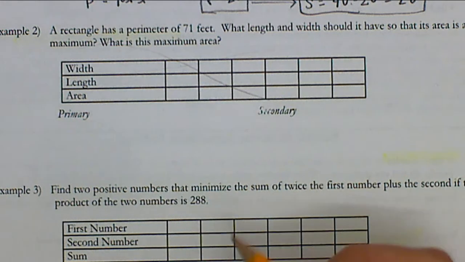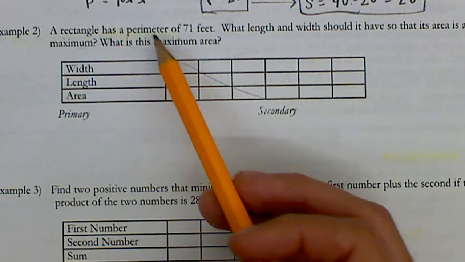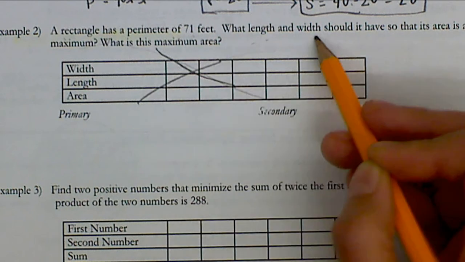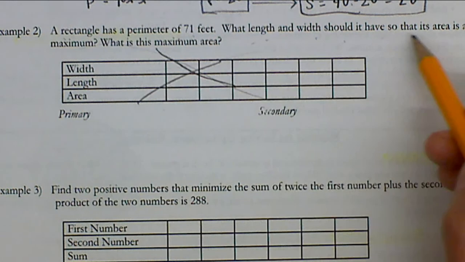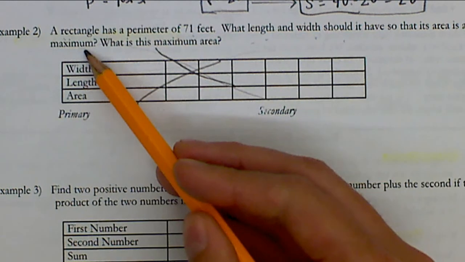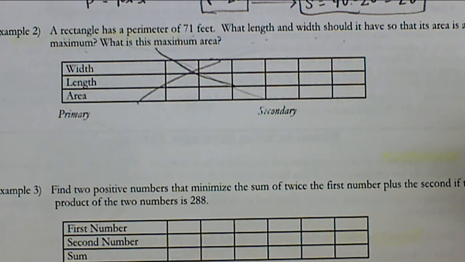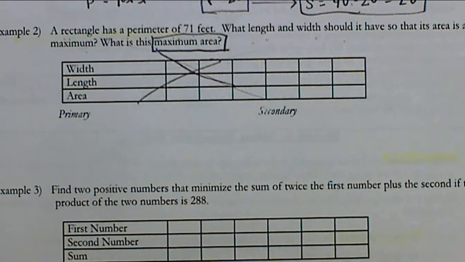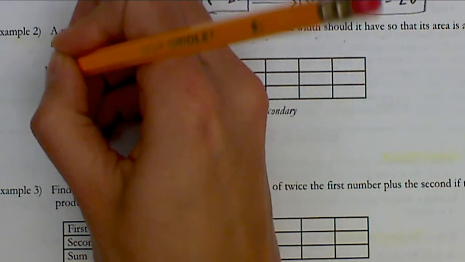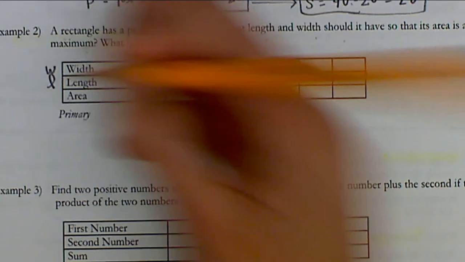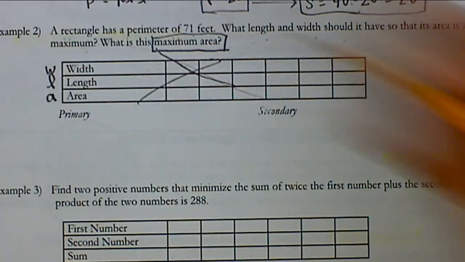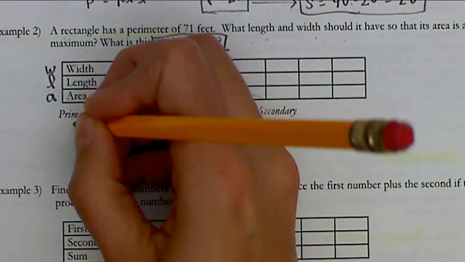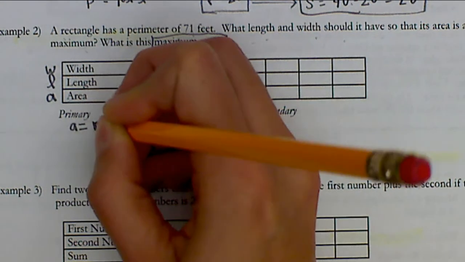So it says, a rectangle has a perimeter of 71 feet, okay? What length and width would it have so that its area is maximum? What is the maximum area? Okay, so we're trying to maximize area. Assign my variables. Width will be W, length will be L, area will be A. So since I'm maximizing area, that's my primary equation. Area equals width times length.